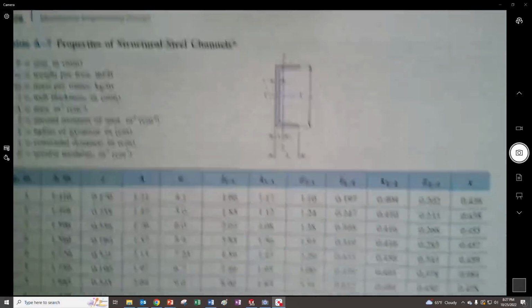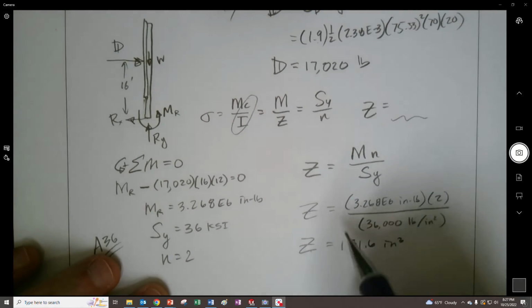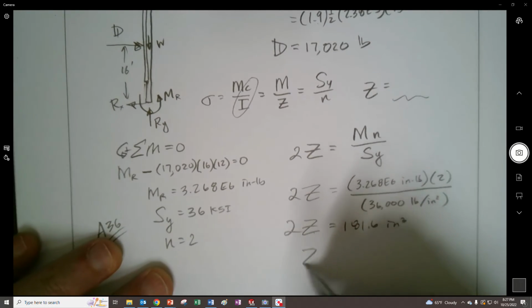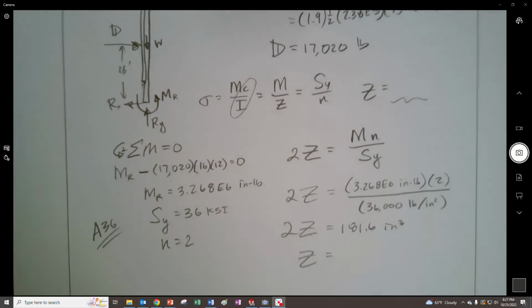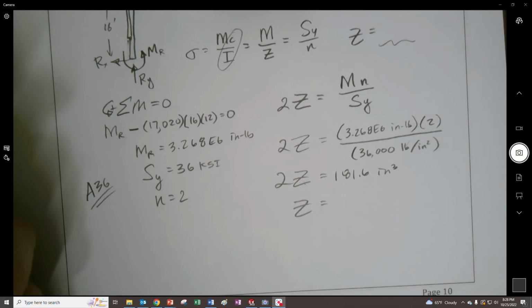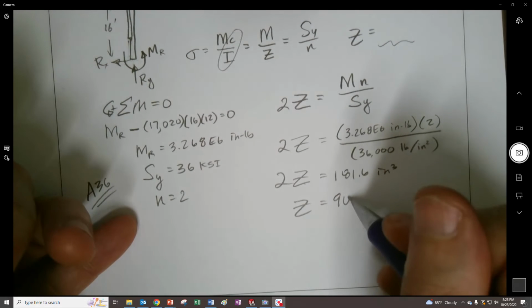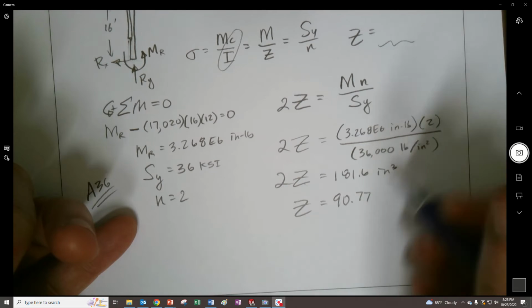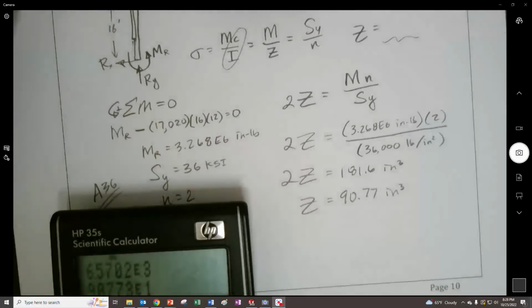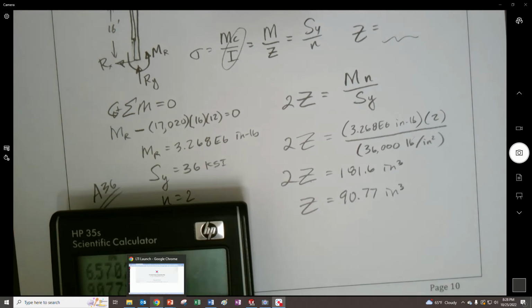Oh, by the way, we should actually divide this by 2. Not because of the safety factor, but because there are going to be 2 of these right here. So let's say that this is 2Z, so our single Z is going to be divided by 2. That helps us out a little bit. Maybe 2 of these isn't enough. We end up with 90.77 inches cubed.